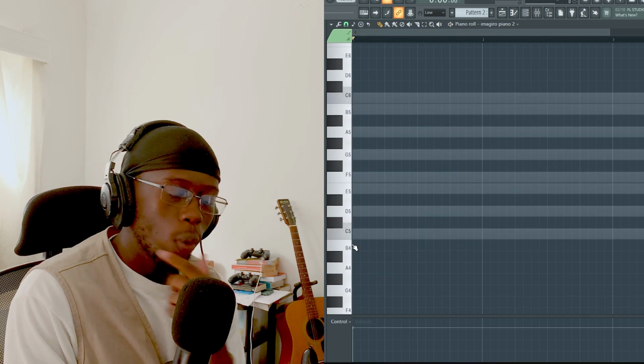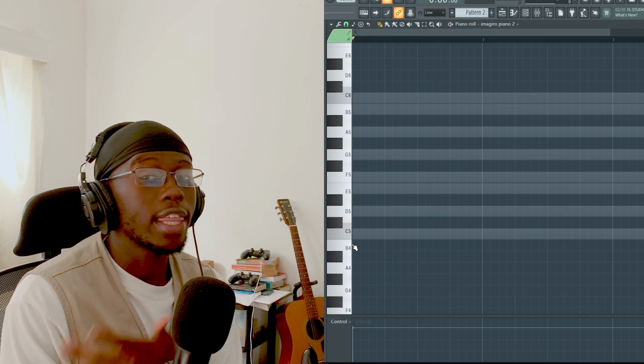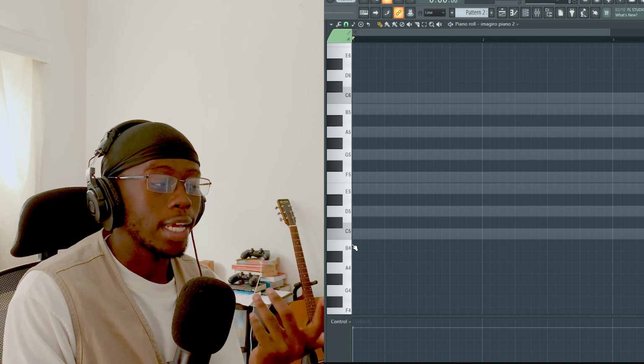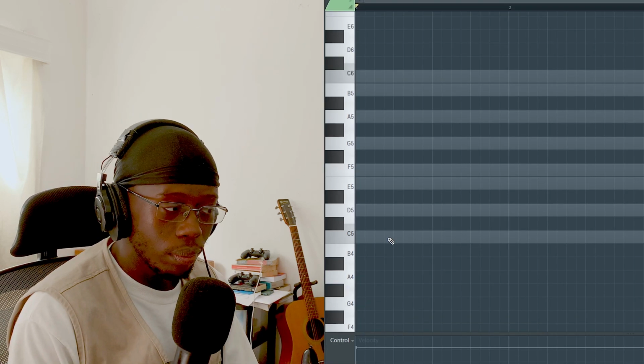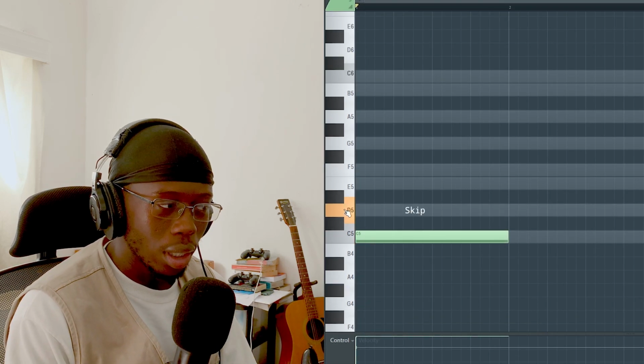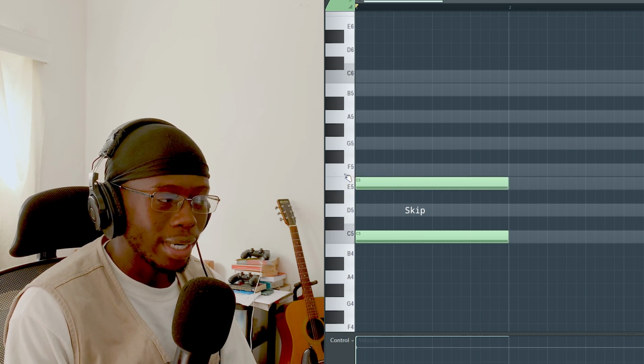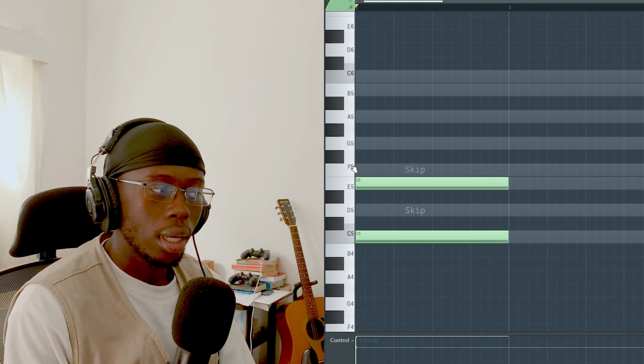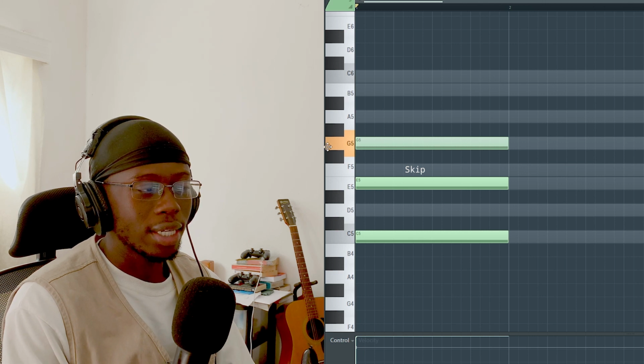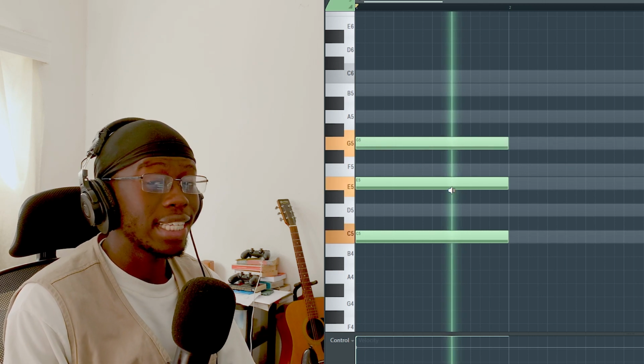Now, if you're like me, when you started learning music production or even music theory, you're probably taught to build chords like this. So, place a note in the scale, skip the next one, place another note, skip the next one in the scale, by the way, and then place the next one. And it sounds like this. This is a C major triad.